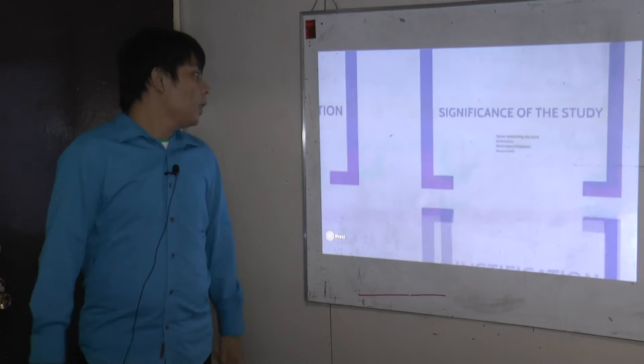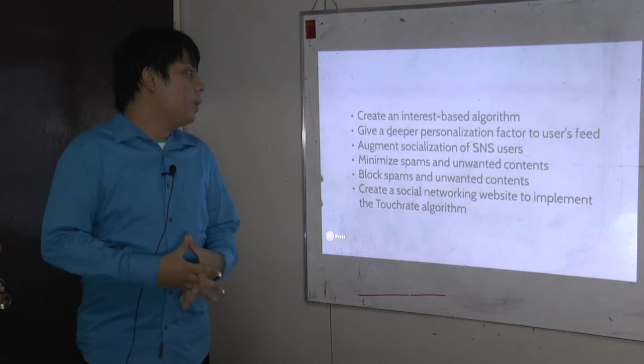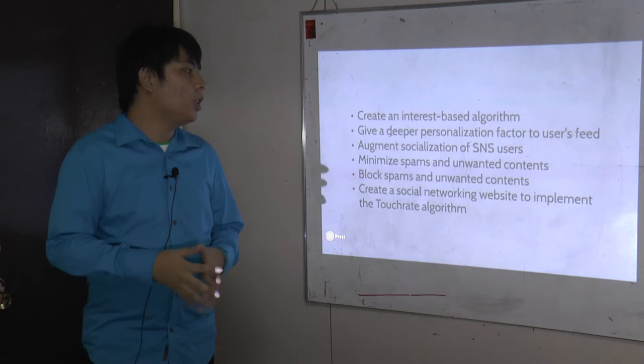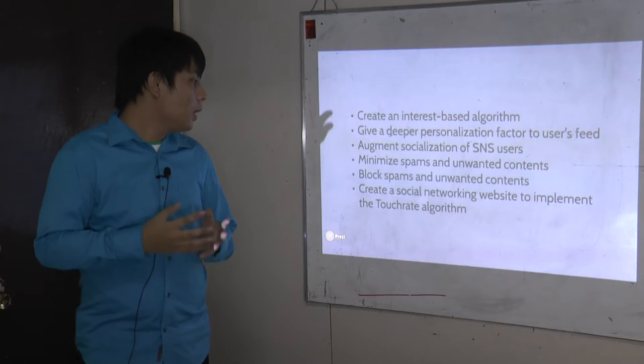The objectives of this study are to create an interest-based algorithm to give a deeper personalization factor to users' feed and augment socialization of SNS users, minimize and block spam and unwanted content, and create a social networking website to implement the touch rate algorithm.